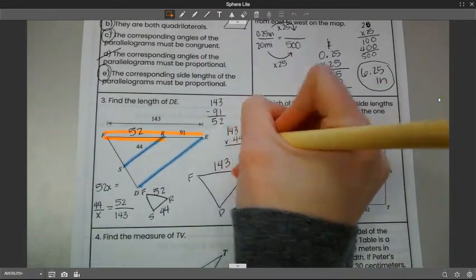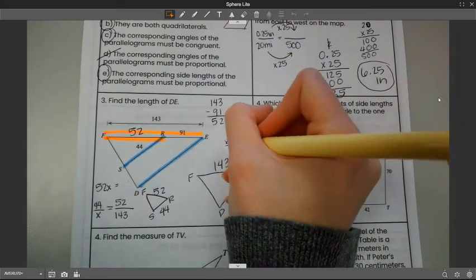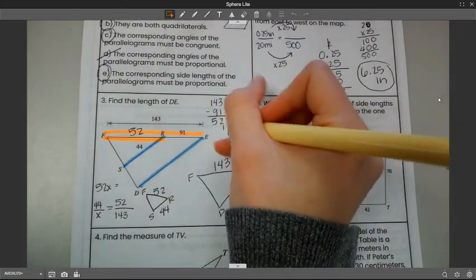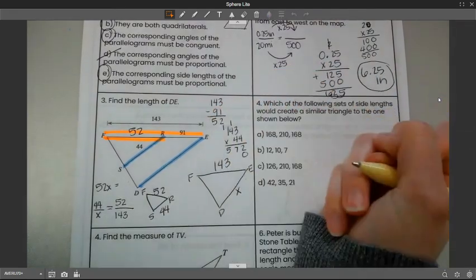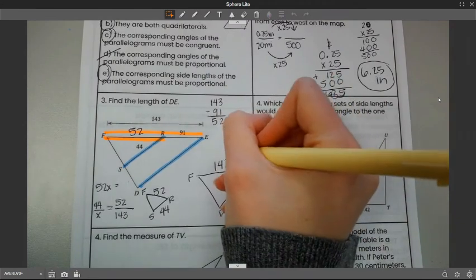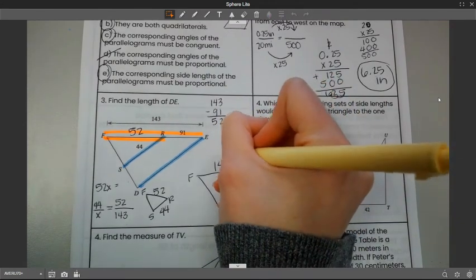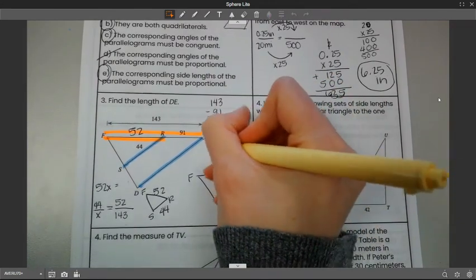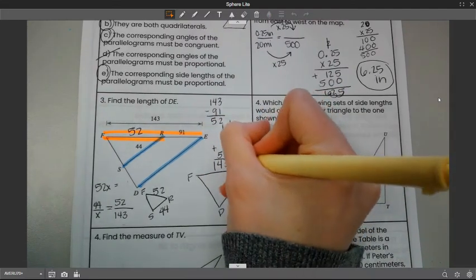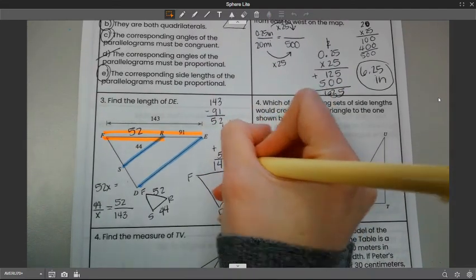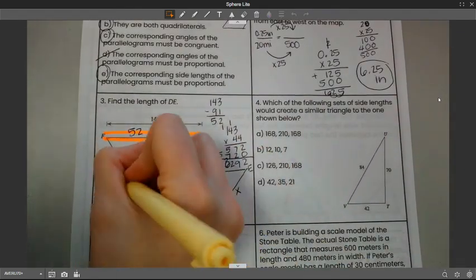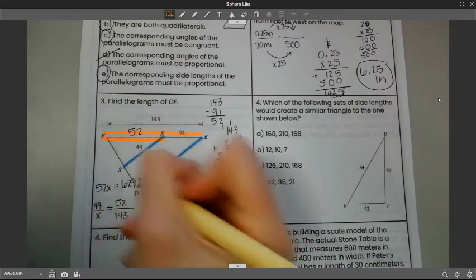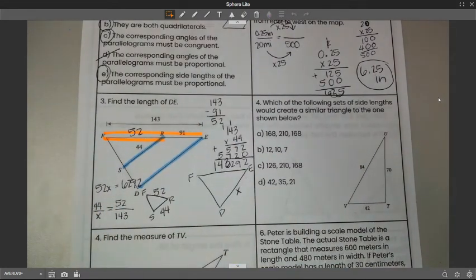4 times 3 is 12, carry the 1. 4 times 4 is 16, plus 1 is 17, carry the 1. 4 times 1 is 4, plus 1 is 5. Add a 0 as a placeholder. 4 times 3 is 12. 4 times 4 is 16, plus 1 is 17. 4 times 1, add them together. This is 6,292. And then I'm going to divide that by 52 to solve for X.